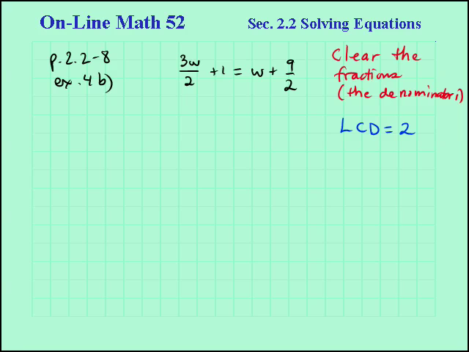So we are going to multiply each side of the equation. I'm going to simply rewrite the equation from the start. We're going to multiply each side of the equation by 2. And you notice I'm going to use parentheses here to indicate that I'm multiplying everything by 2, not just the fractions, not just the 3w over 2 and the 9/2. I'm going to multiply everything by 2.